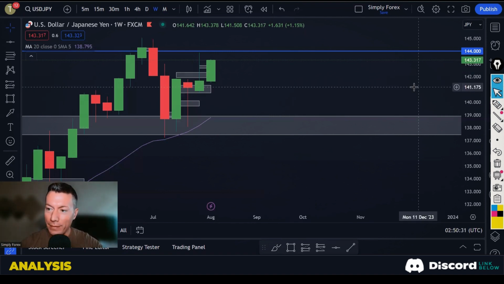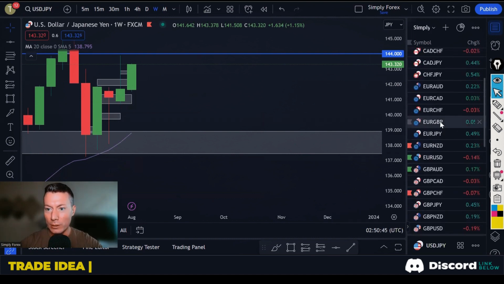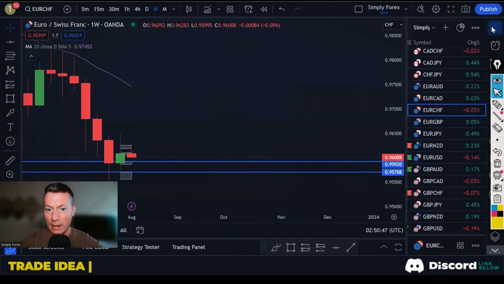Remember, guys, I'm looking for A1 setups. I don't want anything to contradict my idea. And these weekly charts do. But I do have some trade ideas. That's the good news. And the first one is this. We are going to look at Euro Swiss franc.